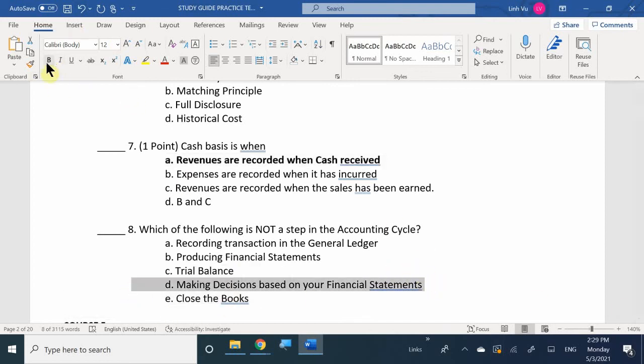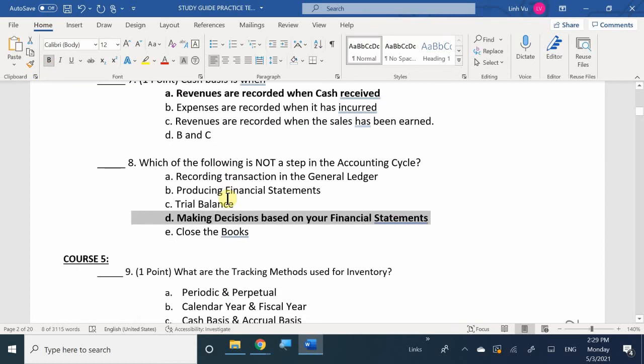Closing the books is definitely one of the steps, and we'll take a look at that in the fictitious business. Okay, let's see if we're good on time.